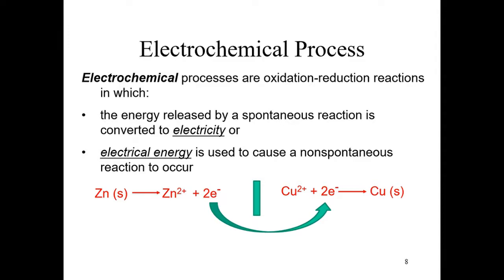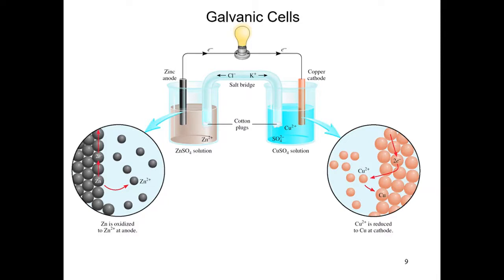The simple way of doing this is by creating what is called a galvanic cell, also called a Voltaic cell. We're going to watch a video where they describe how this is constructed and the different parts of it, and then we're going to come back to our PowerPoint.